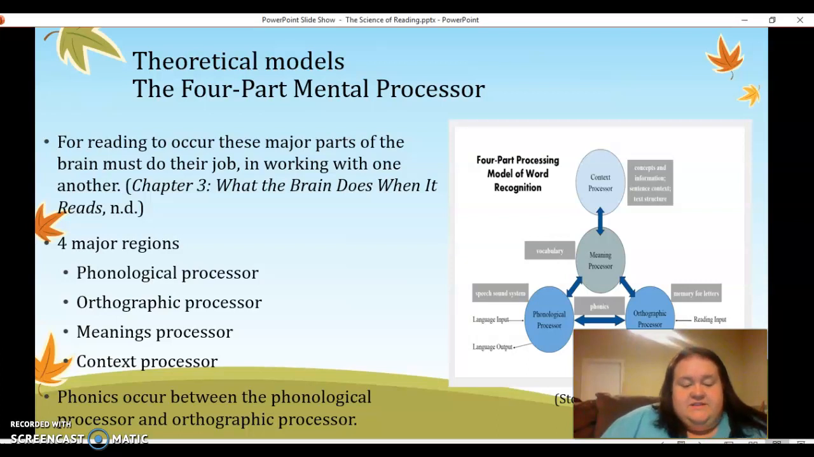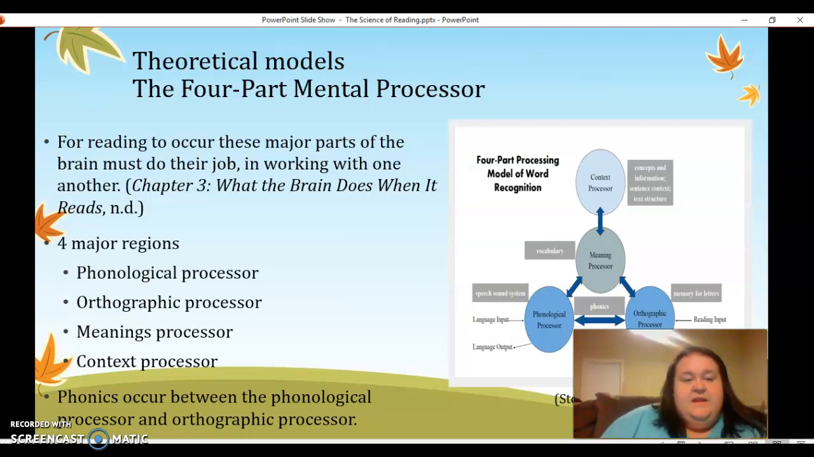The next major region of the four-part mental processor is the meanings processor, or as some call it, the semantic processor. Located in the temporal area, the meanings processor communicates between the phonological and orthographic processor. It interprets the meaning of words in and out of context. It stores unknown words, organizes the mental dictionary, otherwise known as the lexicon, and then constructs meanings of new words.